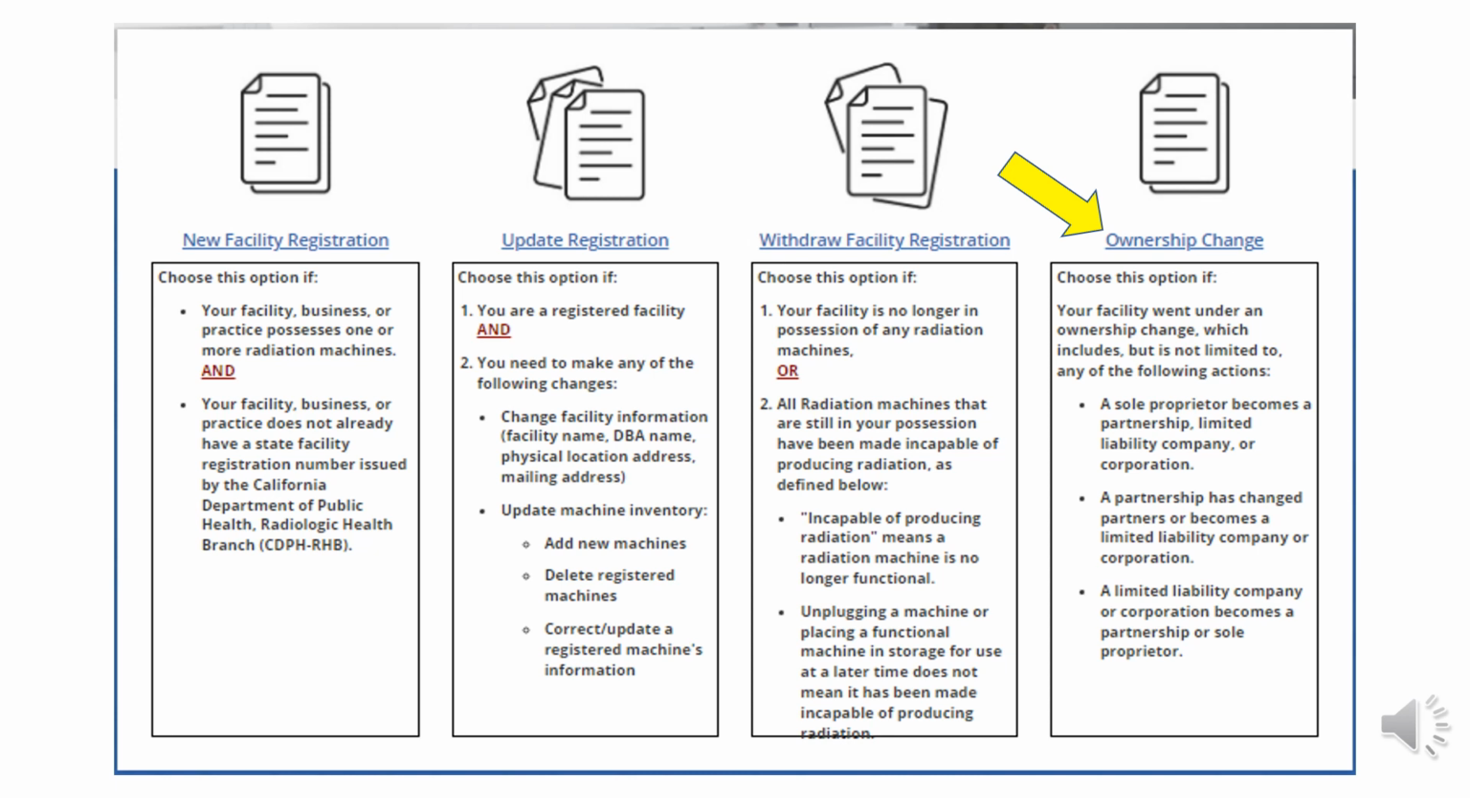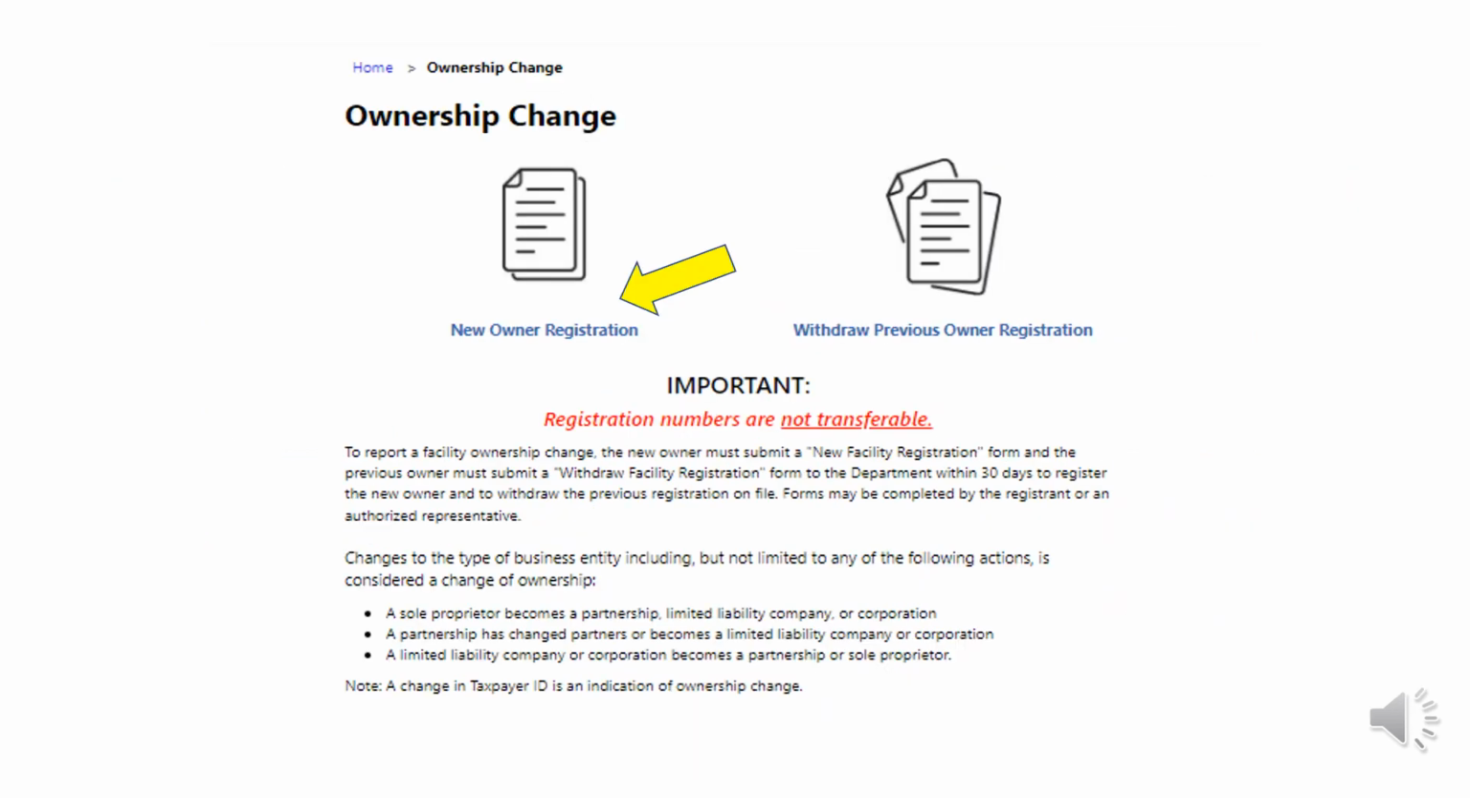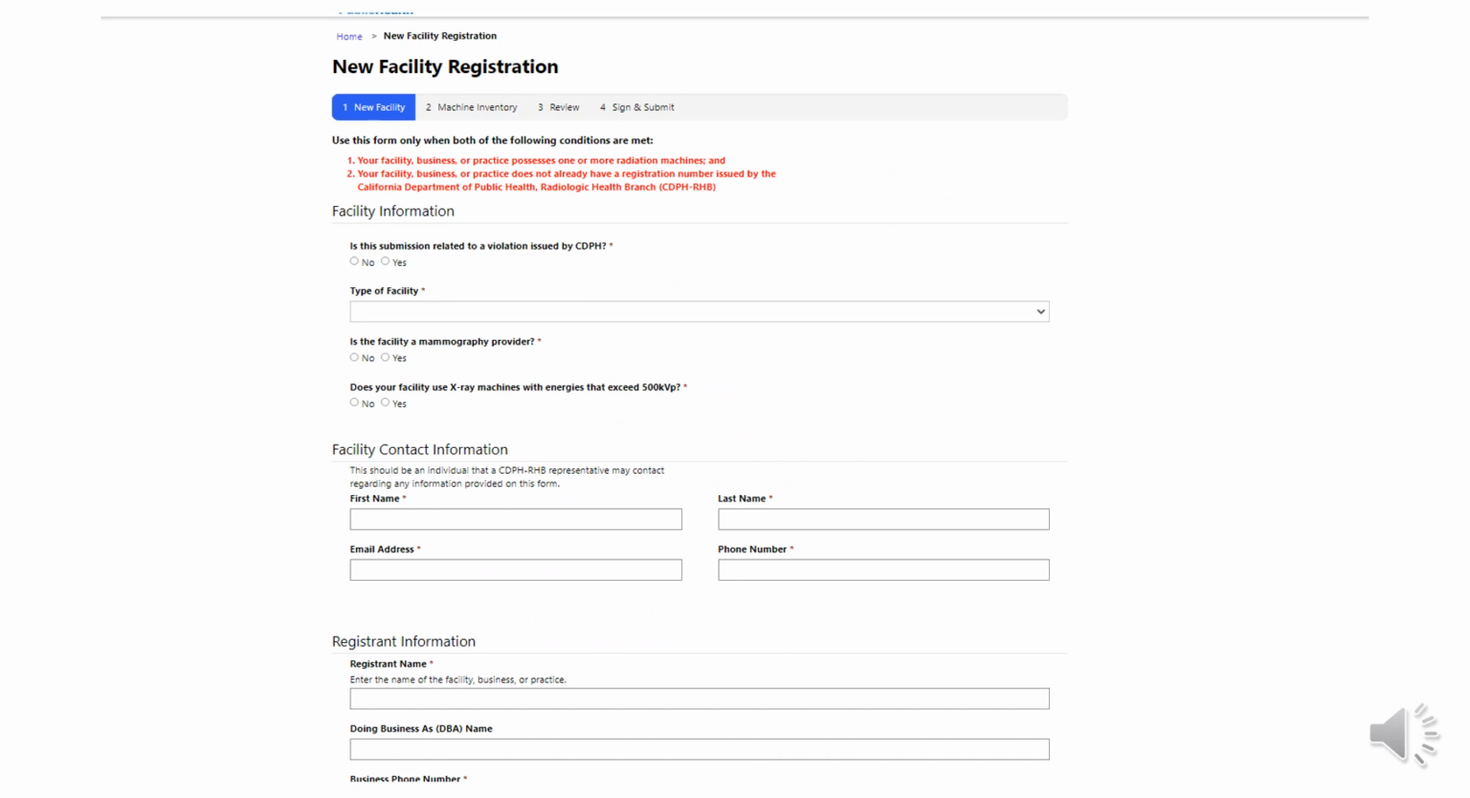Selecting this link featured where the yellow arrow is will take you to a page with 2 options available. Please choose the link with the yellow arrow, New Owner Registration. Section 1 is Facility Information. You will want to enter all information where it says Facility Information, Facility Contact Information, Registrant Information, etc.